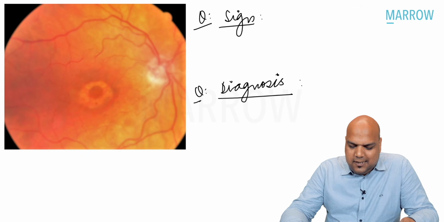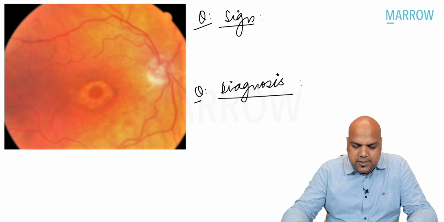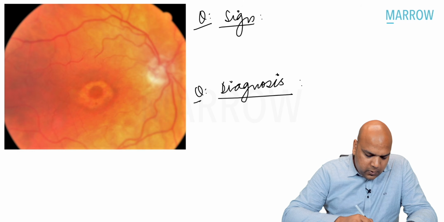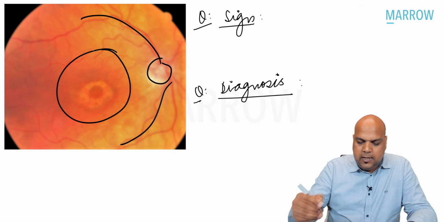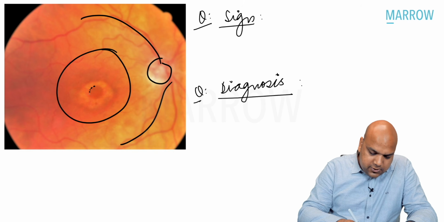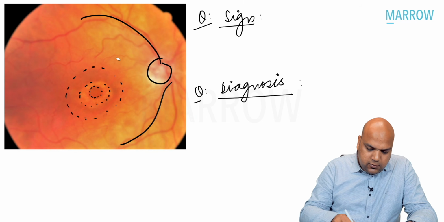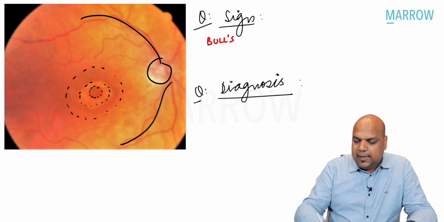Right. Next image. What is the sign seen in the image and what is the diagnosis? I think that's the staple of images, sign and diagnosis. It's a fundus image again. We can see the optic disc, we can see the blood vessels. That means this is the macular area. Now on the macular area, there are three zones. What can we call it? That's the sign. Anyone? Okay, I'm waiting. Yes. We call it bull's eye maculopathy.